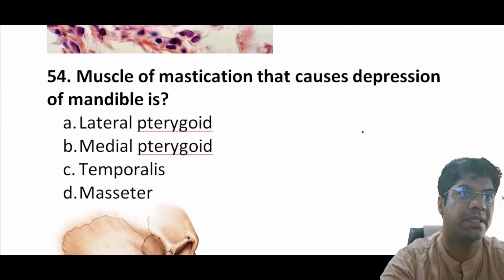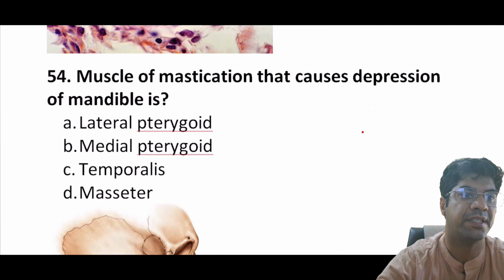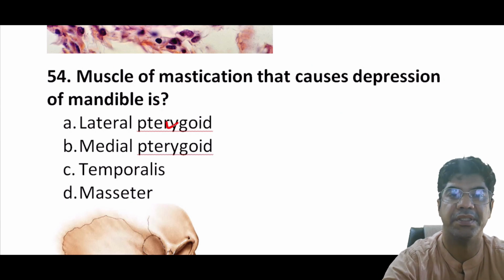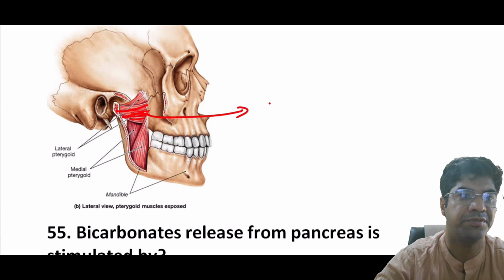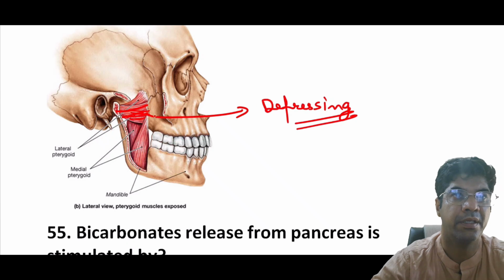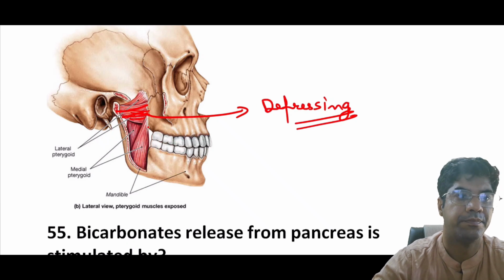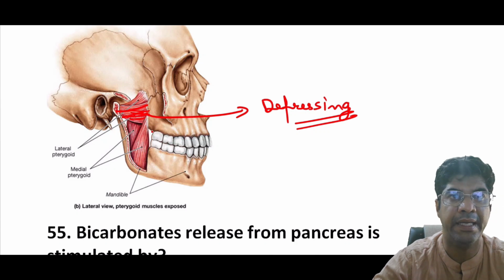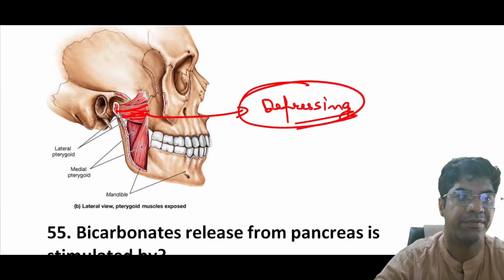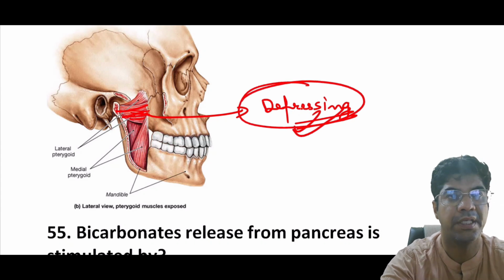The muscle of mastication that causes depression of mandible, the answer is lateral pterygoid muscle. So remember this lateral pterygoid muscle, that is the primary muscle that is responsible for depressing the jaw. It pulls the condyle forward and aids in opening of the mandible. So it works by pulling the mandible forward and downward, that leads to depression of the mandible. So answer is lateral pterygoid.